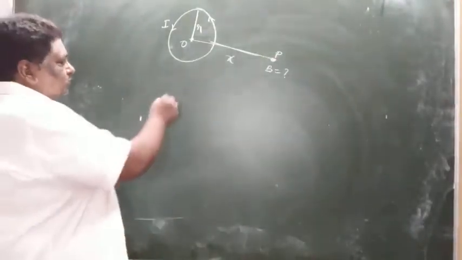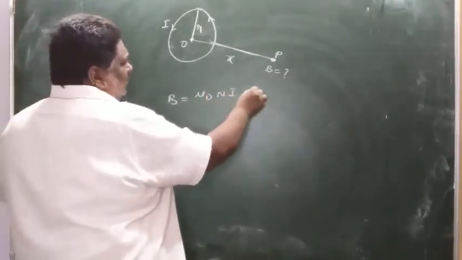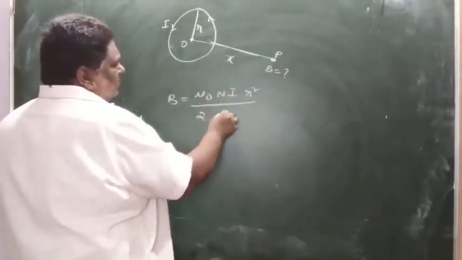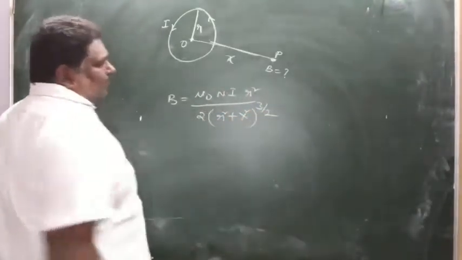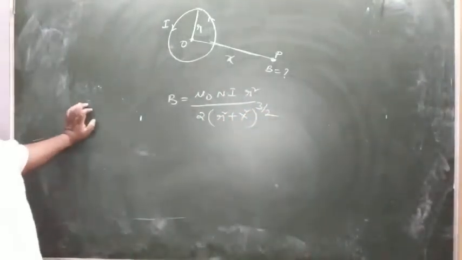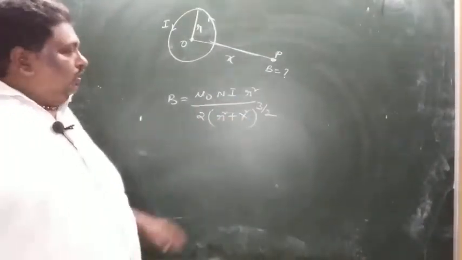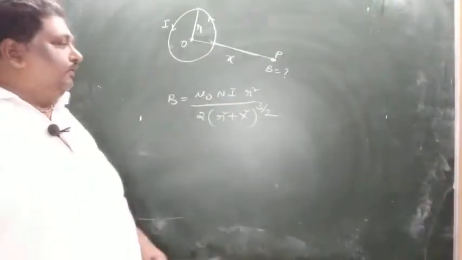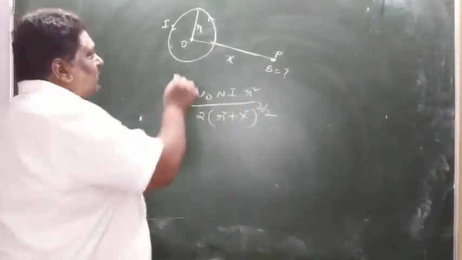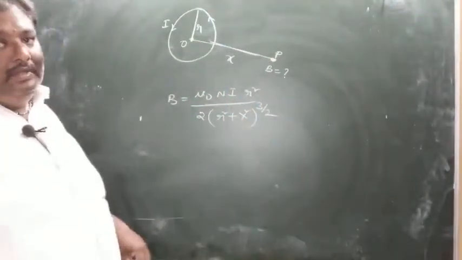So B is equal to mu naught N i r square by 2 into (r square plus x square) whole power 3 by 2. Remember this formula: mu naught N i r square by 2 into (r square plus x square) whole power 3 by 2. This is the magnetic field at some distance from the center.